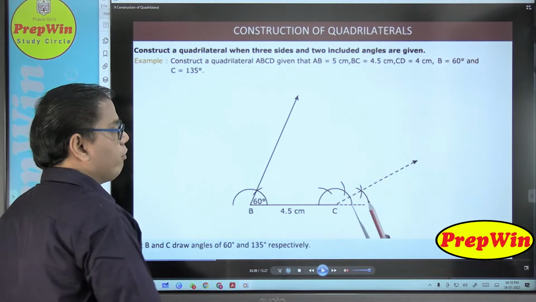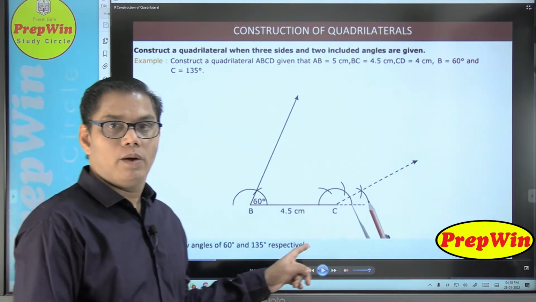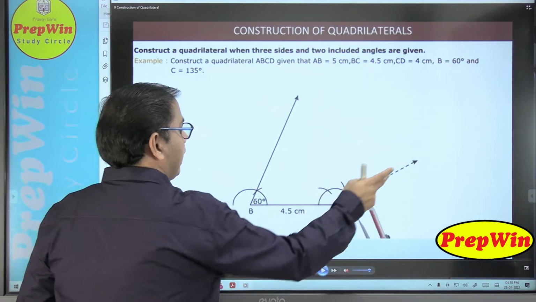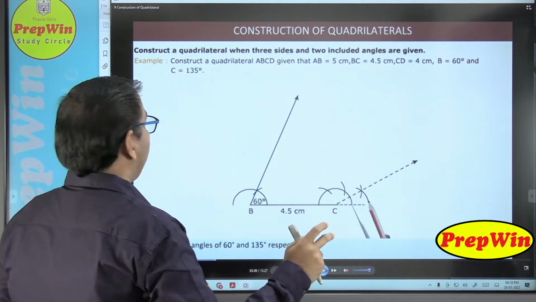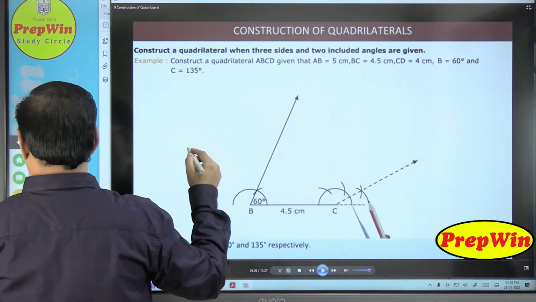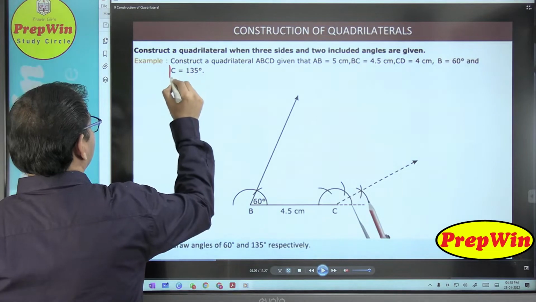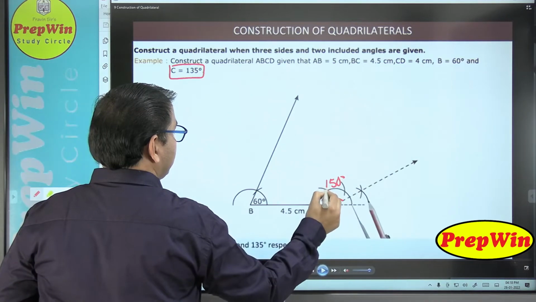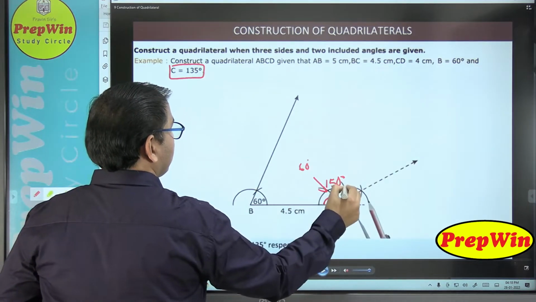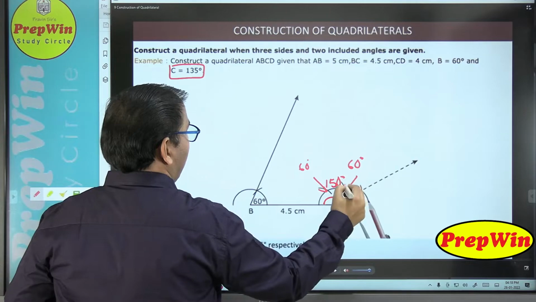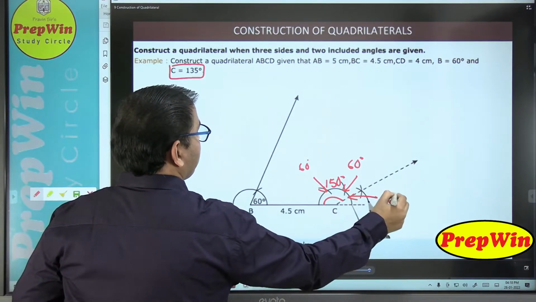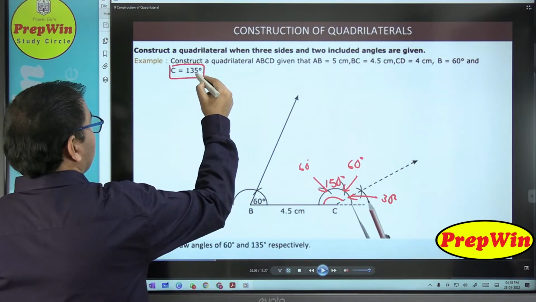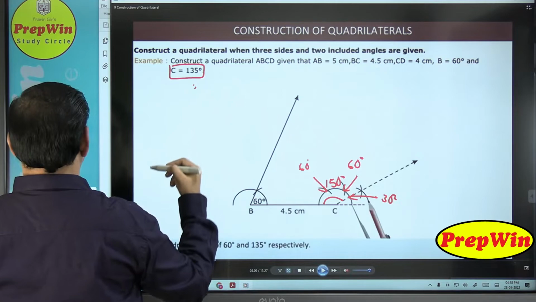Now see, this is not the final, so I made this dotted. Why has this dotted line been drawn? Because 60 plus 60 is 120 and this will give you 150. I don't want 150, I want 135. This is giving me 150 degrees: this 60, this 60 and this 30. Half of 60 is 30. 60 plus 60 is 120, and 30 is 150. I don't want 150, I want 135.